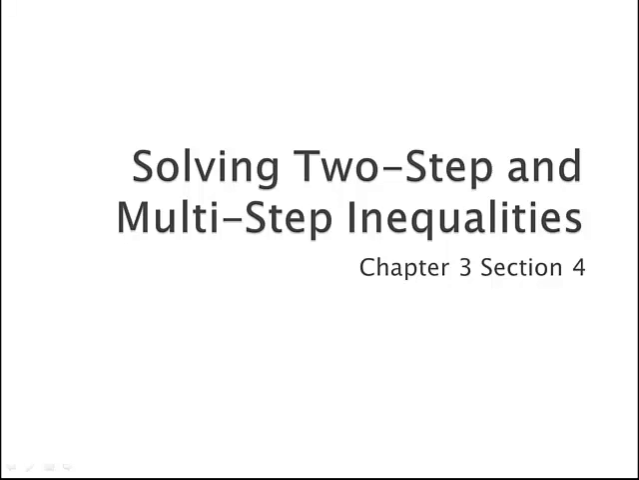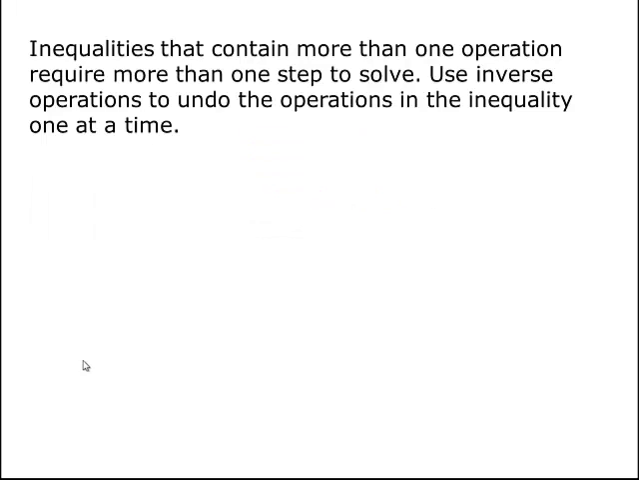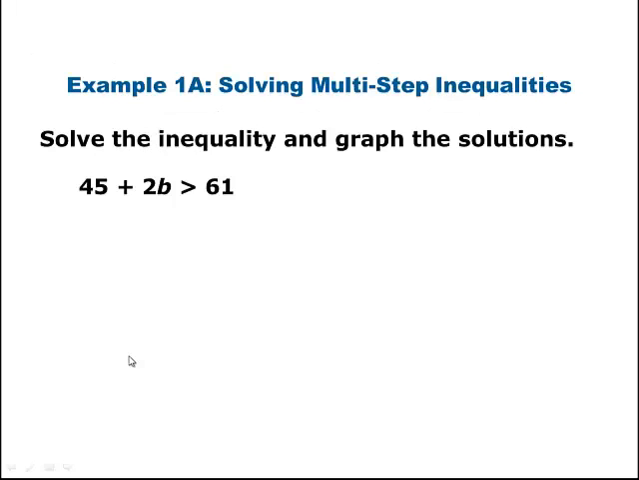Chapter 3, Section 4, Solving Two-Step and Multi-Step Equations. Our objective is to solve inequalities that contain more than one operation. The inequalities that contain more than one operation require more than one step to solve. Use inverse operations to undo the operations in the inequality one at a time. Let's look at an example.